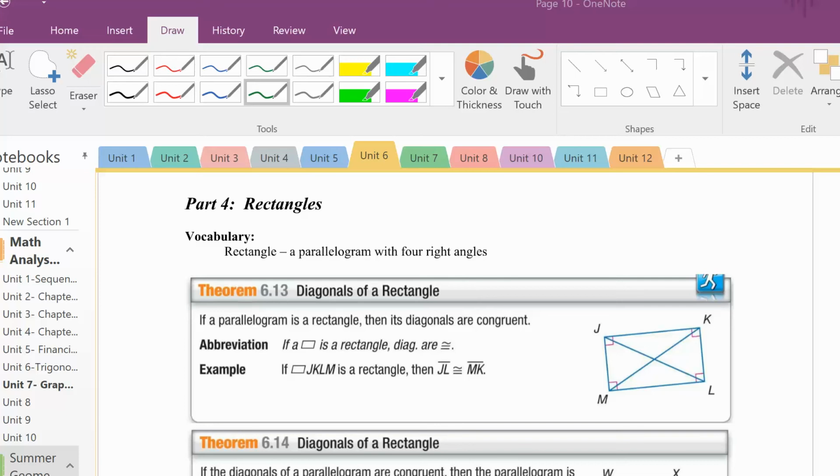Welcome to today's video on Unit 6, Part 4. We're going to talk about rectangles. And a rectangle is a type of parallelogram that just has 4 right angles.